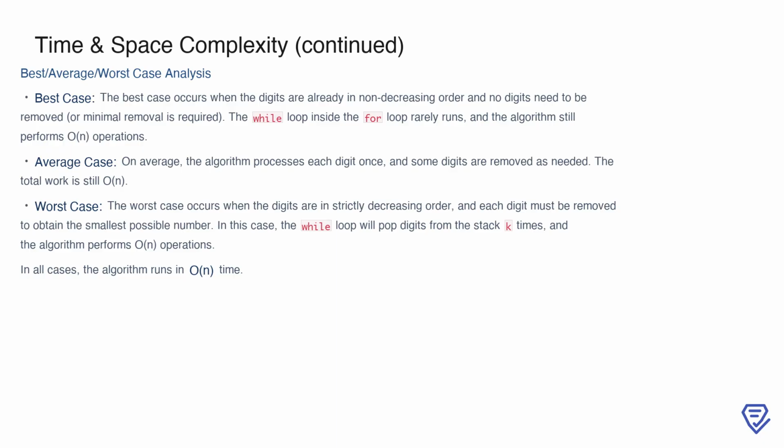In the average case, the algorithm processes each digit once, and some digits are removed as needed. The while loop will execute intermittently but not excessively. Here, the total work is still proportional to n, resulting in an O(n) complexity. The worst case occurs when the digits are in strictly decreasing order. In this scenario, every digit must be removed from the stack to satisfy the conditions of the problem. This means the while loop will execute k times, but since k is bounded by n, the total time remains O(n). Overall, regardless of the case, the algorithm consistently runs in O(n) time.